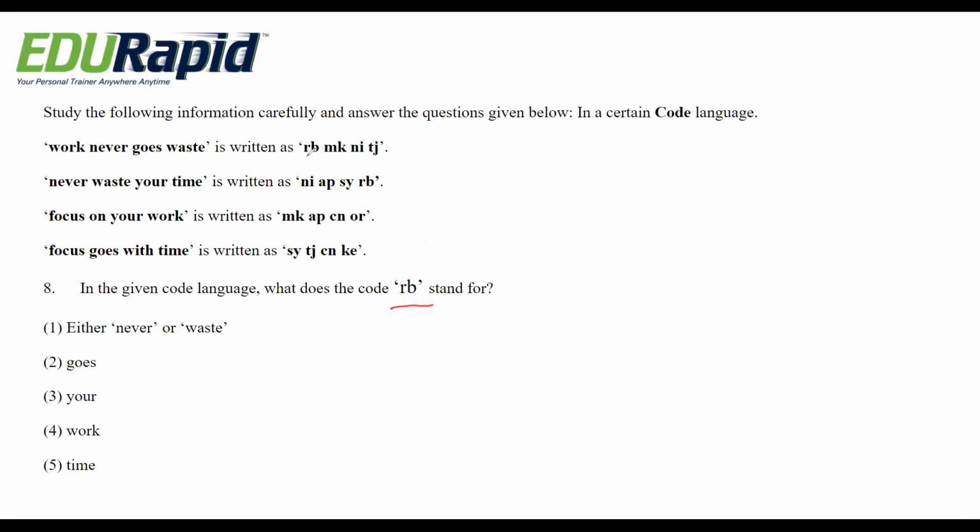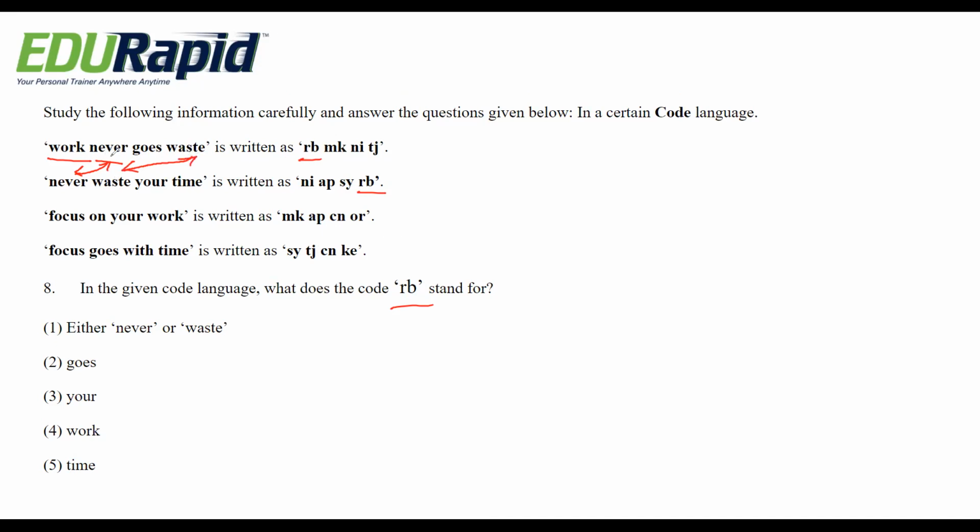Okay, let me check with the RB. In the first sentence, RB is present. In the second sentence also RB is present. In the third one, RB is not present. And in the fourth sentence also RB is not present. Okay, in the first two, which one is the common term? Work is not present here. Never is present. Goes is also not present in the second one. Waste is present in the second sentence also.